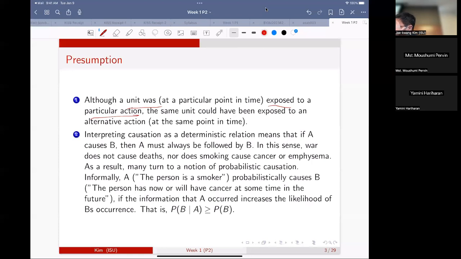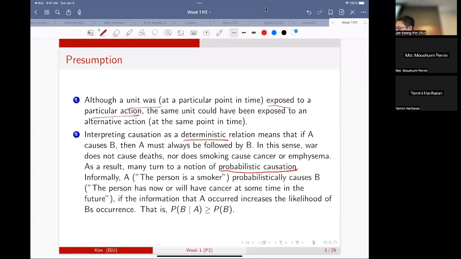A second point is that we are not really considering deterministic causality, interpreting causation as a deterministic relation. When we say smoking can cause cancer, we don't mean that smoking will always create cancer, because some people smoke a lot and still live healthy. So the causality here means some kind of probabilistic causation.